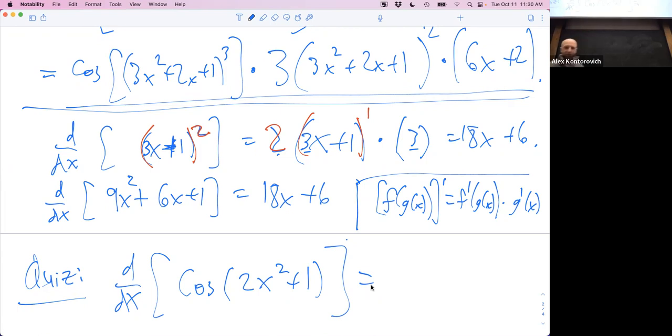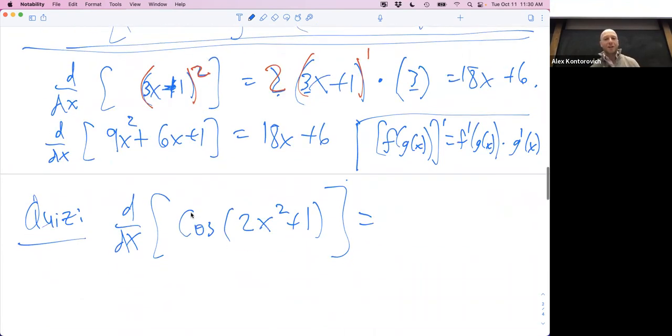Okay, let's do it. The last function we do: you start with x, square it, multiply it by 2, and add 1. Then you need to take cosine of that. So cosine is the last thing we do, but it's going to be the first thing we differentiate. The derivative of cosine is negative sine. So it's negative sine of what's inside, 2x squared plus 1, times the derivative of what's inside, which is 4x.